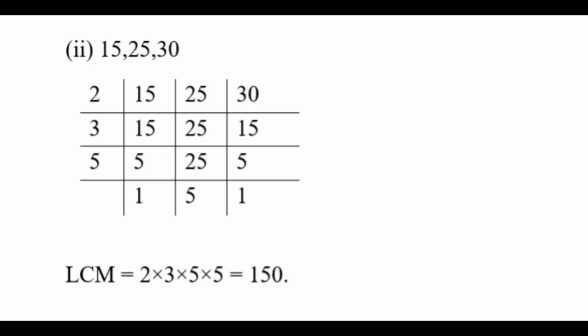Second one, 15, 25, 30. So first divide the number 30 by 2, as 15 2s are 30. Then 15 can be divided by 3, as 3 5s are 15. 25 as it is. Then 5 1s are 5, 5 5s are 25, and 5 1s are 5. LCM is equal to 2 into 3 into 5 into 5. 2 3s are 6, 6 5s are 30, 30 5s are 150.